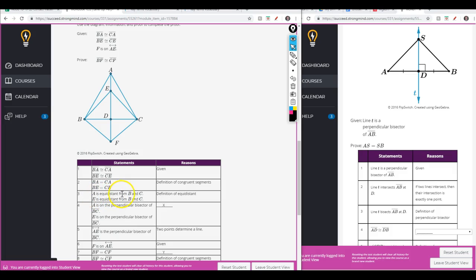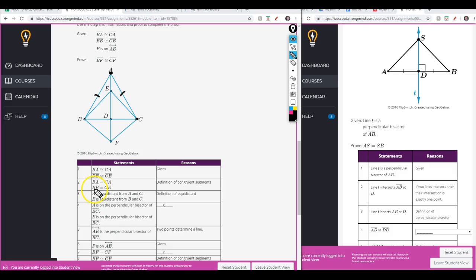So then it says A is equidistant from B and C. E is equidistant from B and C. Definition of equidistance. Where did that come from? Well, it's saying that BA, right here in this statement, is the same distance as CA. And so point A is the same distance to B as it is to point C. So that's what equidistance means. It means you would have to travel from A to point B the same distance as from A to point C.